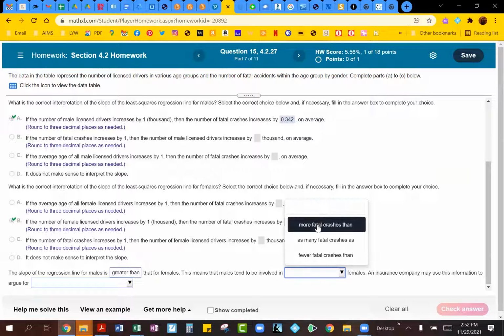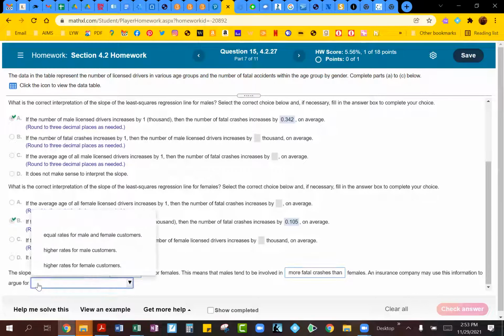More. More, because if your average or your slope is more, of course, that means you are seeing a higher rate of crashes happening. And they're saying an insurance company may use this information to argue for equal rates, higher rates for males, or higher rates for females. So how will the insurance company base their plan rates based on this information here?